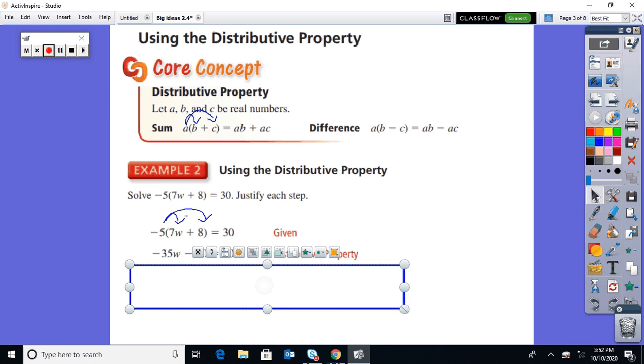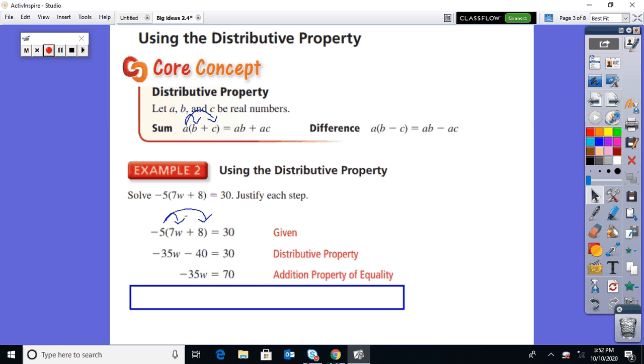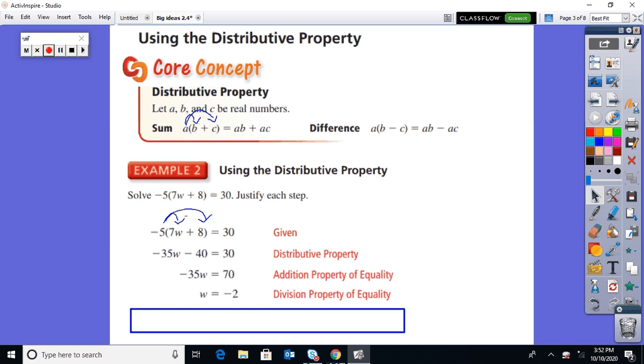And of course, you can probably guess what we're going to have to do now. We're going to have to add 40 to both sides of the equation. So that's the addition property. And then finally, after that, we're going to divide both sides by negative 35. So w is going to equal negative 2. So these reasons are the properties of equality, and then our new friend, which is an old friend, the distributive property, anytime you're going to use that.